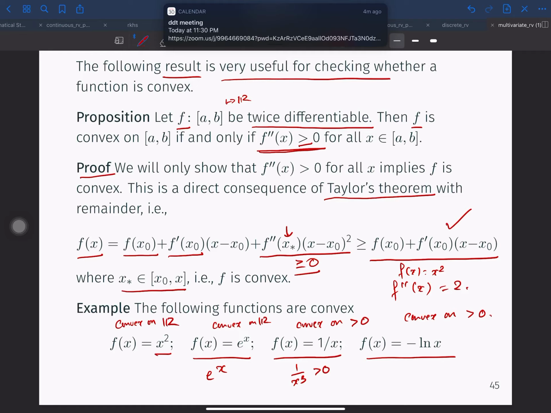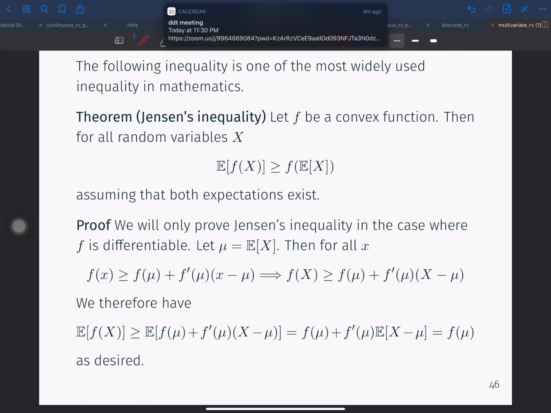So why do we have to introduce convexity? Well, it turns out that convexity is a very powerful concept in expected value. Convexity is very useful when you combine it with expected value. And so we come up to Jensen's inequality, one of the most famous and most widely used inequalities in mathematics.